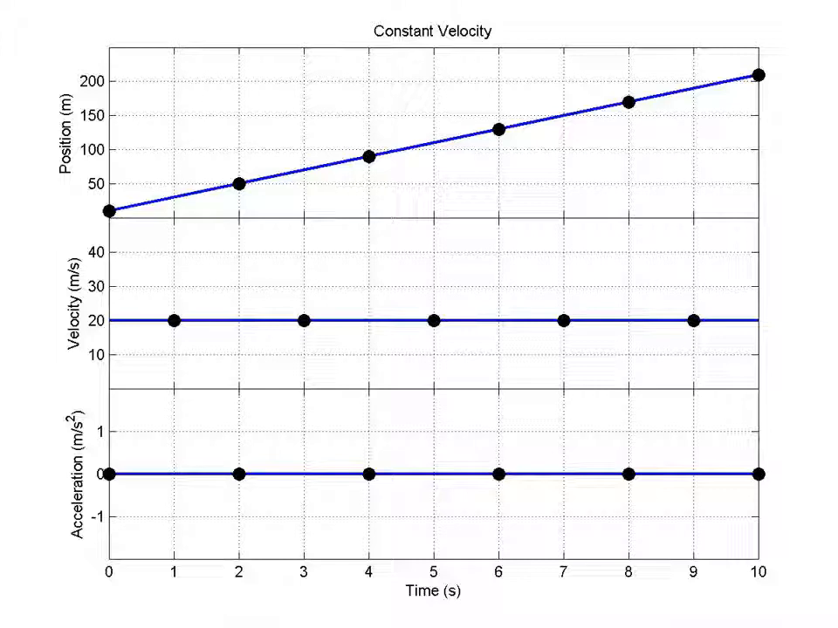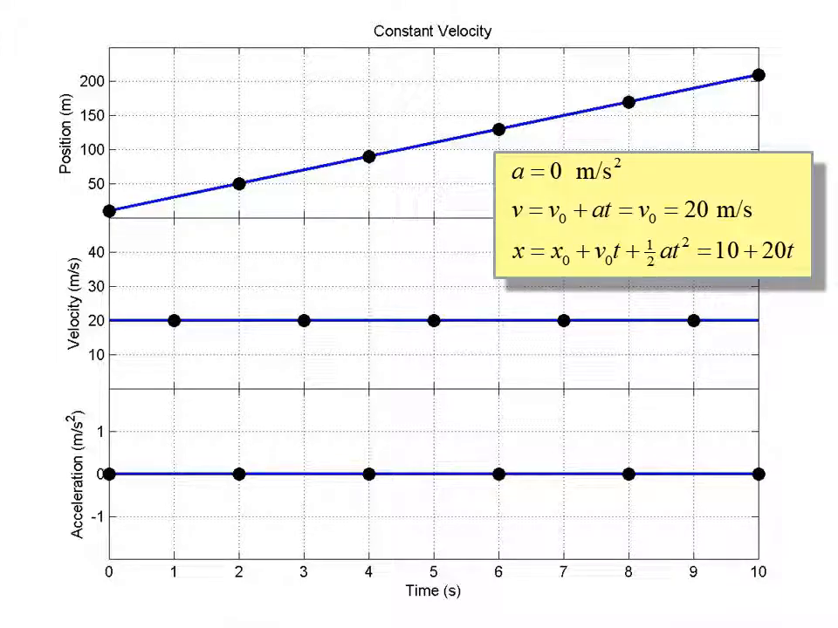The acceleration is zero. The mathematical relations are that the position is equal to 10 meters plus the product of 20 meters per second and the time traveled. That's the velocity times the time. The velocity function is a constant value. It's always 20 meters per second, and the acceleration is always zero.